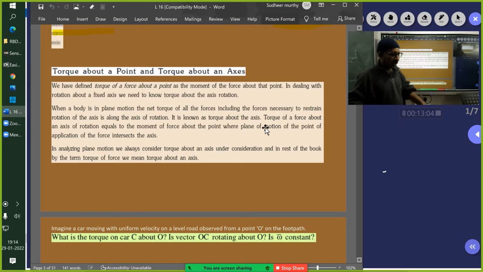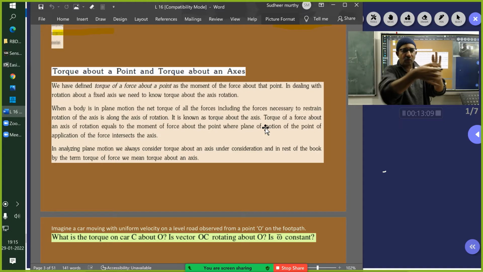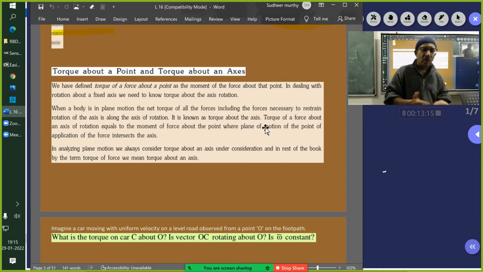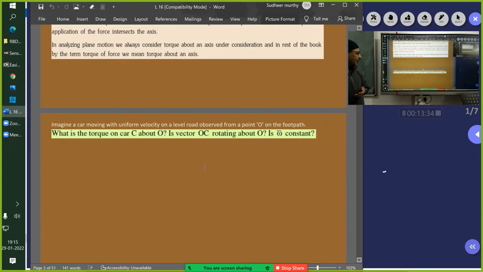That is, you have a body which can rotate about this axis. Whatever forces are acting, say four forces, are all creating individual torques. So the net torque you have to take along the axis of rotation. Torque about an axis of rotation equals the moment of the force about the point where the plane of motion of the application intersects. Right, that's it.